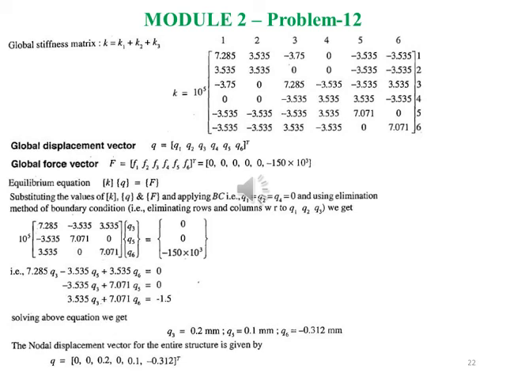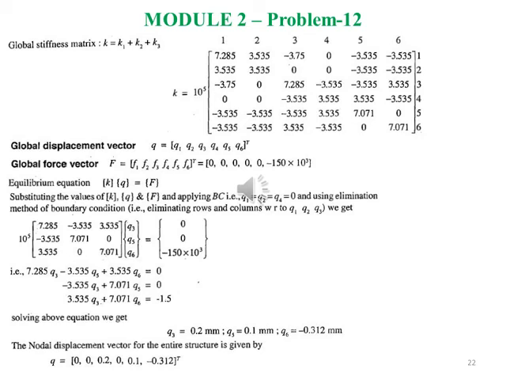So once K is calculated, the next step is to calculate the global force vector. From the diagram it is clearly evident that the load is acting only at node number 3, and a downward load of 150 kilonewton is acting. Hence F1, F2, F3, F4 and F5 are 0 and F6 is minus 150 into 10 power 3.